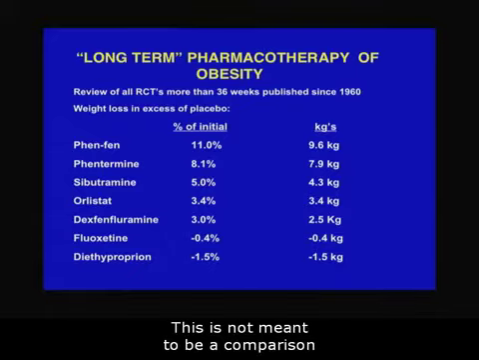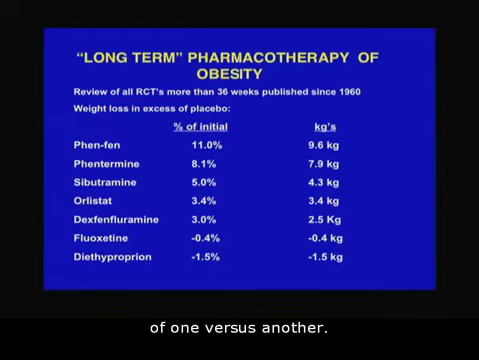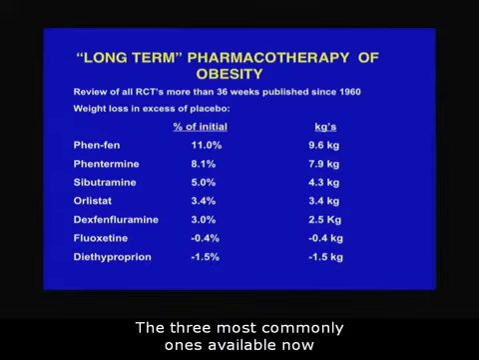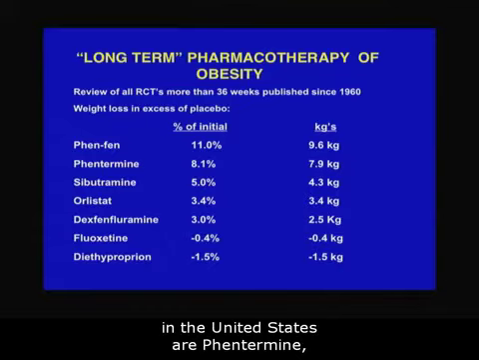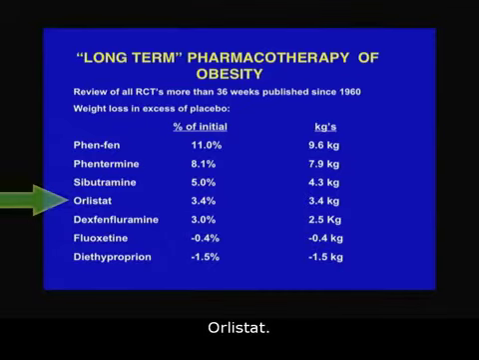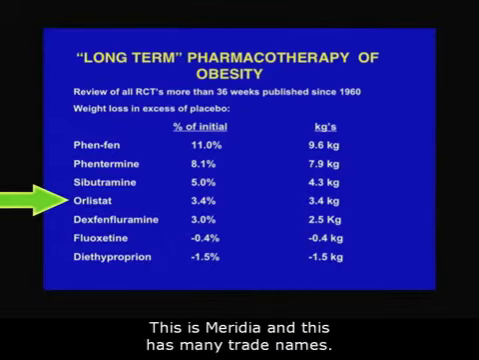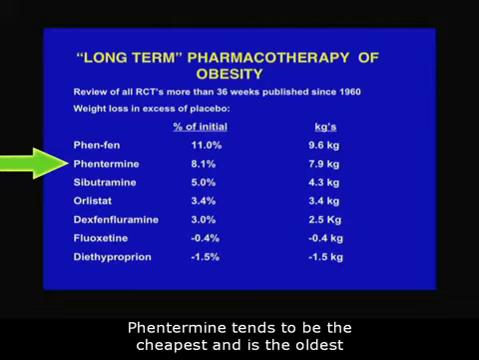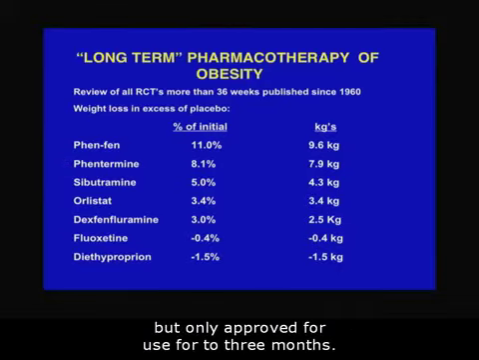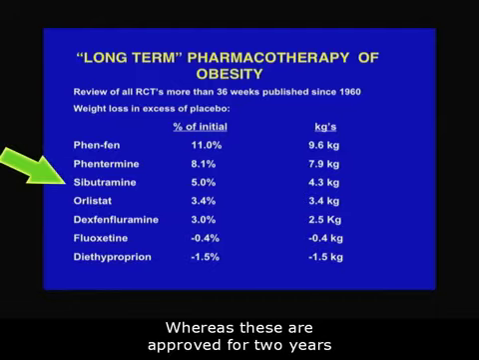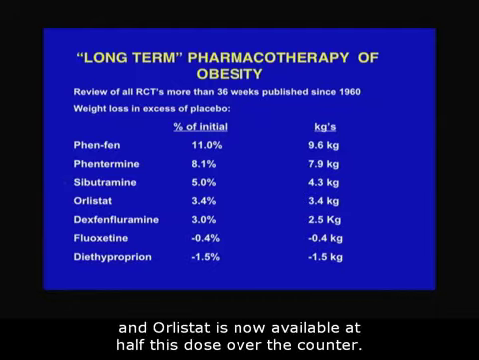This is not meant to be a comparison of one versus another. The three most commonly available ones now in the United States are phentermine, sibutramine, and orlistat. This is Xenical or Alli in the supermarket over the counter. This is Meridia, and this has many trade names. Phentermine tends to be the cheapest. It's the oldest, but it's only approved for use for 2 to 3 months, whereas these are approved for 2 years. And orlistat is now available at half this dose over the counter.